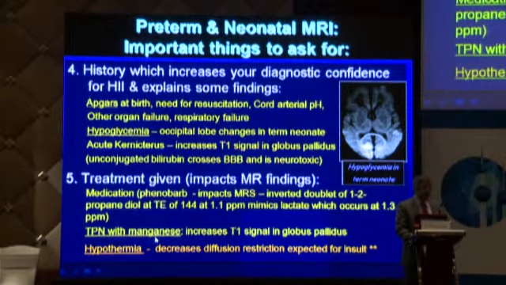Previously, in our hospital, they used to give a lot of manganese in total parenteral nutrition, and that used to cause an abnormal signal in the deep nuclei. This new thing that is hypothermia, which is now becoming standard of treatment in all NICUs across the world, is something that you should know because it decreases the diffusion restriction that you expect to see from insult.